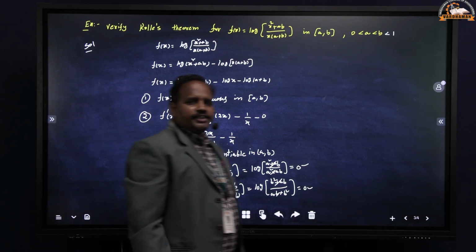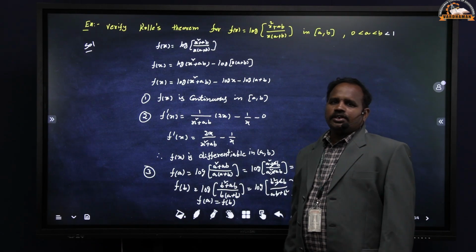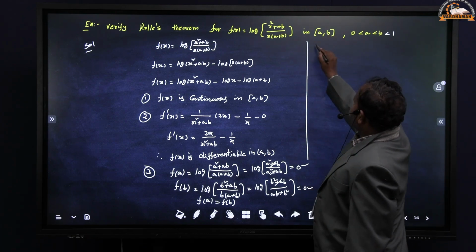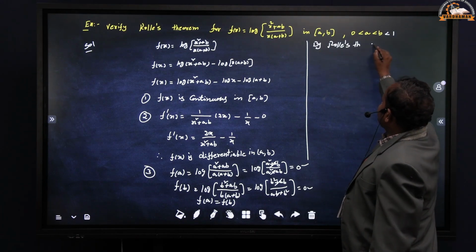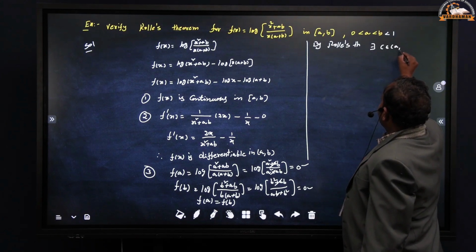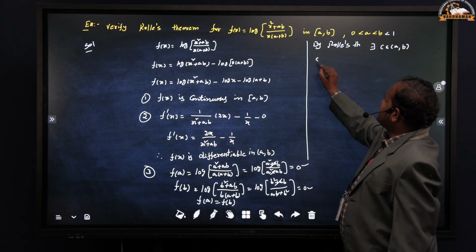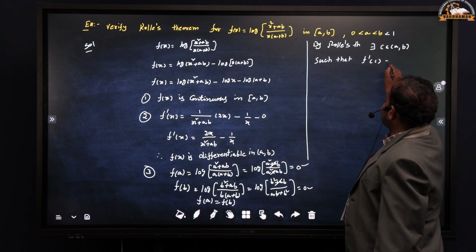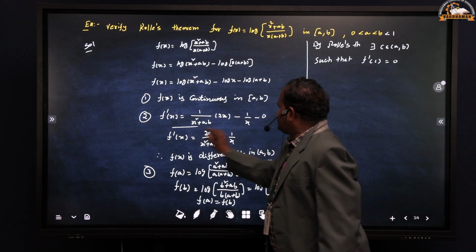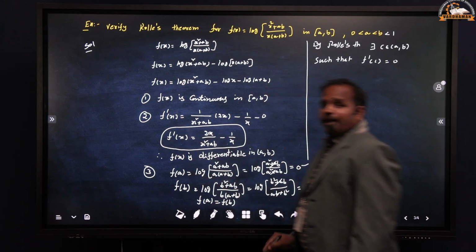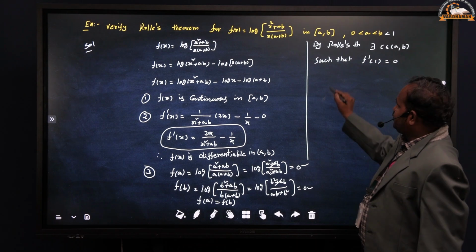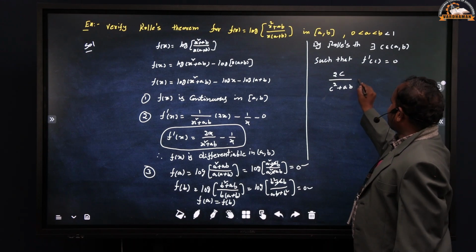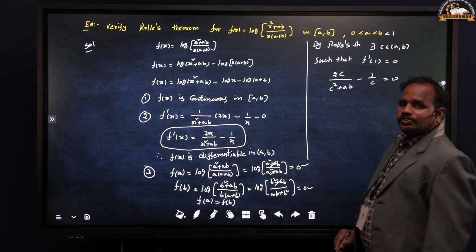So first condition continuity, second condition differentiability, third condition f of a is equal to f of b. Therefore, by Rolle's theorem, there exists c belonging to the open interval a comma b such that f dash of c is equal to 0. So here this is our f dash of x. Replace x as c in that one. Then this one: 2c by (c square plus ab) minus 1 by c is equal to 0.